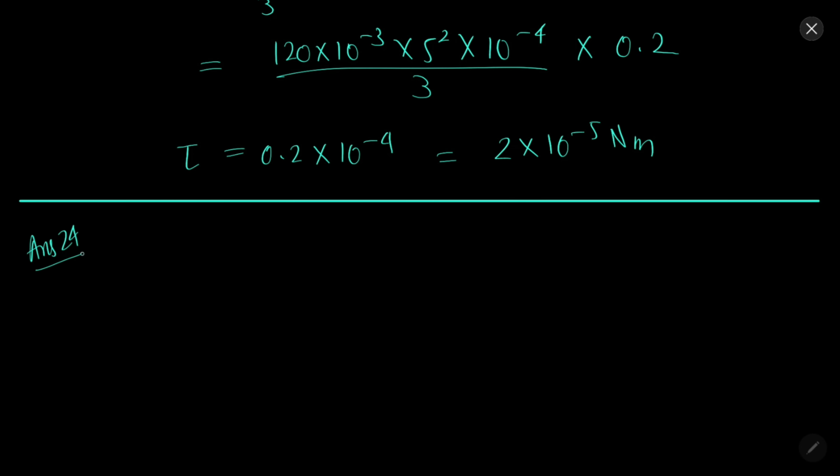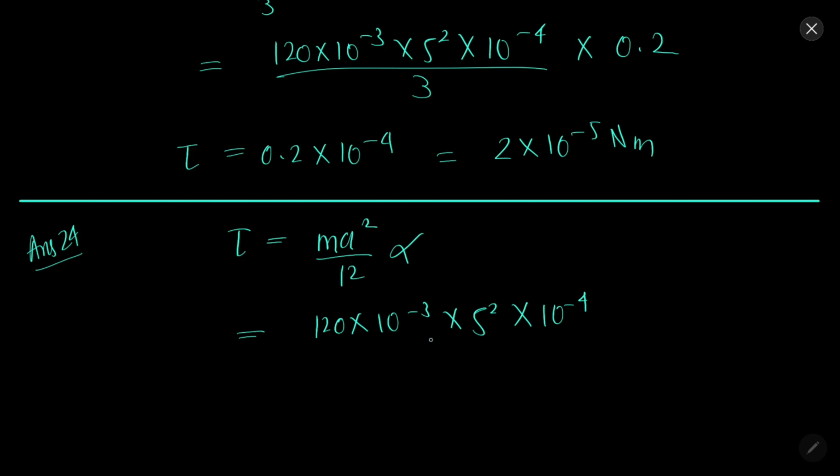Solution 24. For this, the torque will be ma square by 12 into alpha. So it will be 120 into 10 to the power minus 3 into 5 square into 10 to the power minus 4 over 12 into 0.2. So the torque will come out to be 0.5 into 10 to the power minus 5 Newton meter.